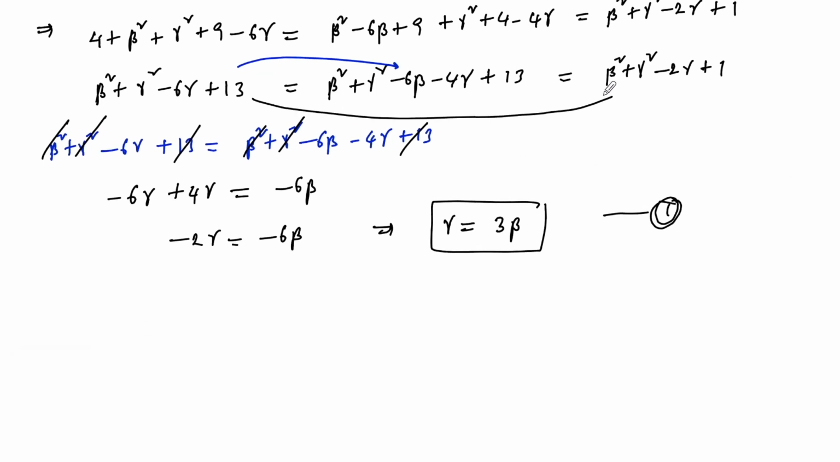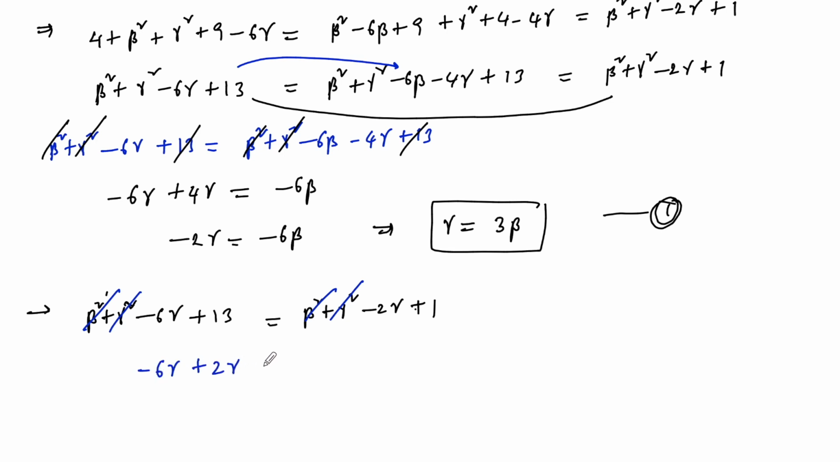So this is equation 1, and we are now considering the first and the last one. By taking the first and last, we have beta square plus gamma square minus 6 gamma plus 13 is equal to beta square plus gamma square minus 2 gamma plus 1. Upon simplifying, beta square, gamma square with the same sign get cancelled, and we can write here minus 6 gamma plus 2 gamma is equal to 1 minus 13, that is minus 4 gamma is equal to minus 12. So gamma is equal to minus 12 upon negative 4, which is 3. So we got the value of gamma is equal to 3.